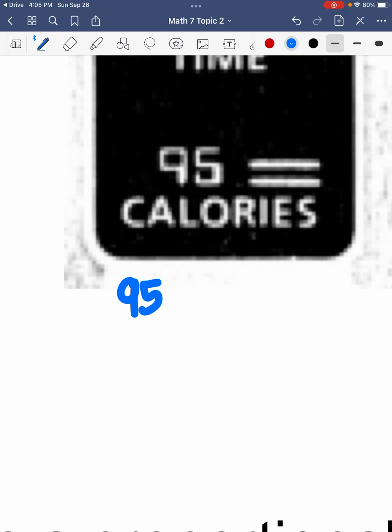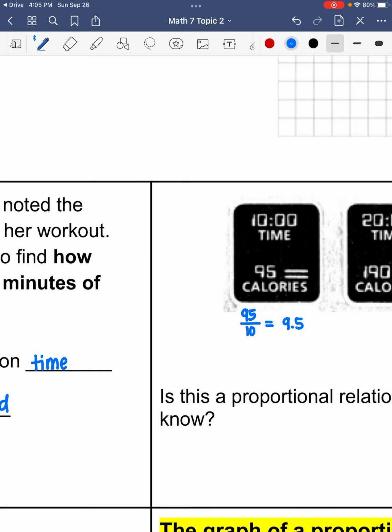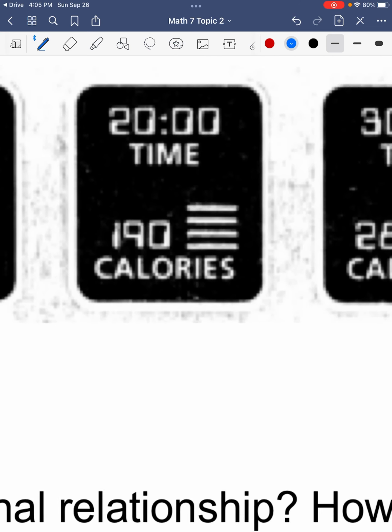And I'm going to start with calories over time. So 95 divided by 10, whether I put that in a calculator or if I do it in my head, I know that that's going to be 9.5. Okay, let's move on to the next watch face.